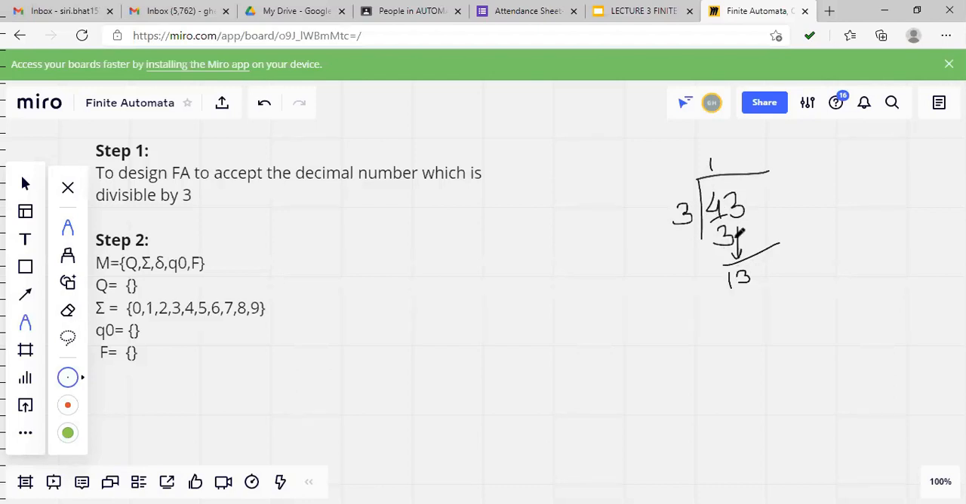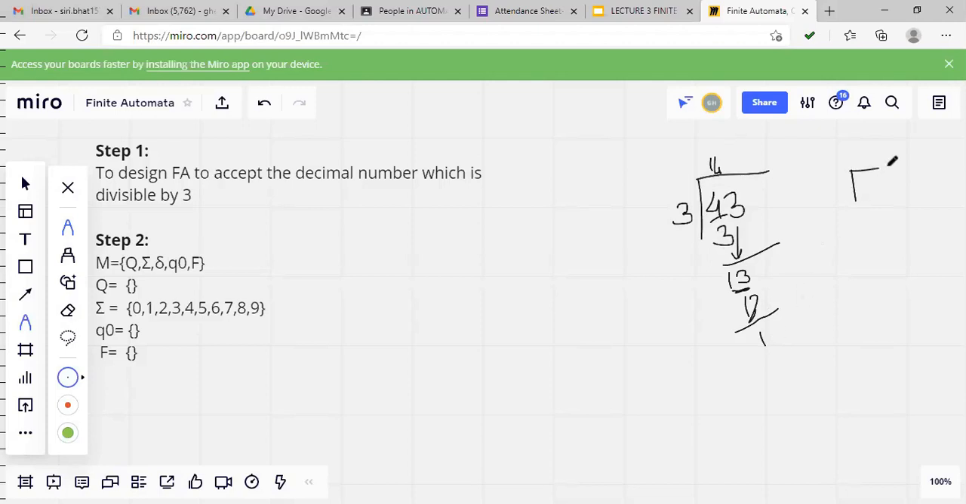Then after that, we took this. So now, after 1, we have 3. That is 13. Right? Then 4 threes are 12. Sorry. Remainder is 1. Okay?